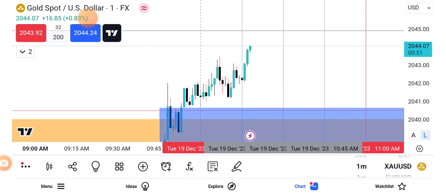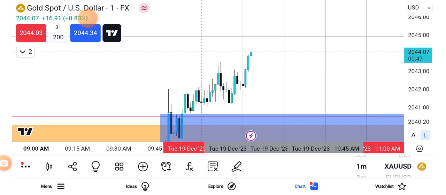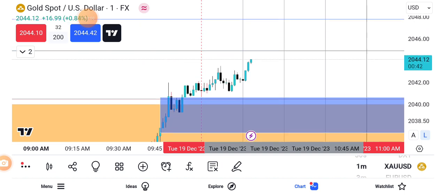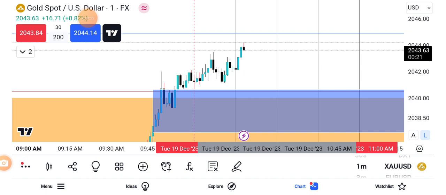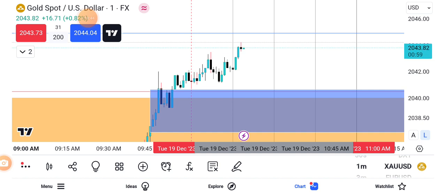So we're in the second phase now, but I'm seeing it rallying. It's rallying higher. Patience, no chasing.